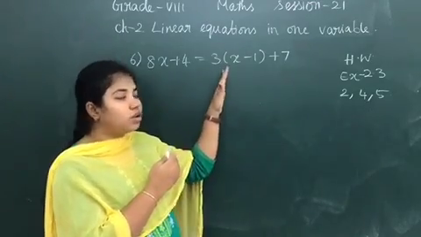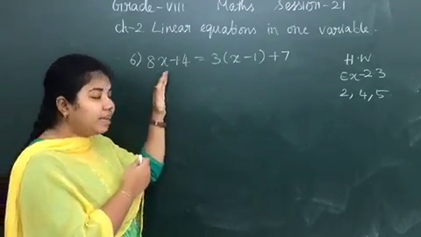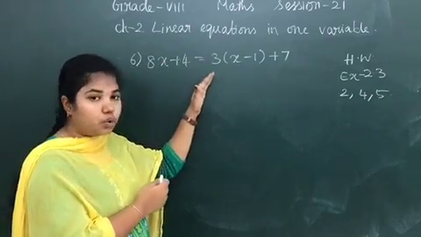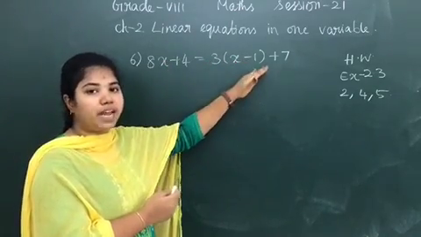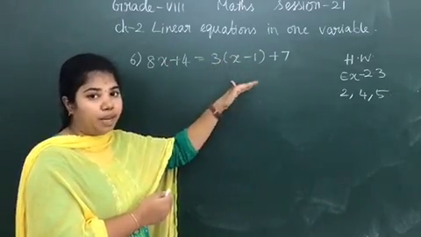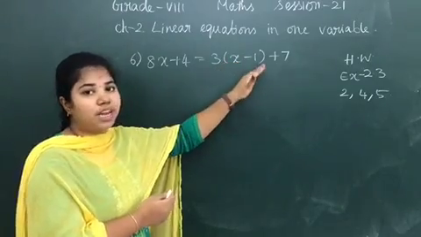Okay. Now listen to the sixth sum. 8x plus 4 is equal to 3 into x minus 1. Bracket indicates multiplication. 3 into x minus 1.